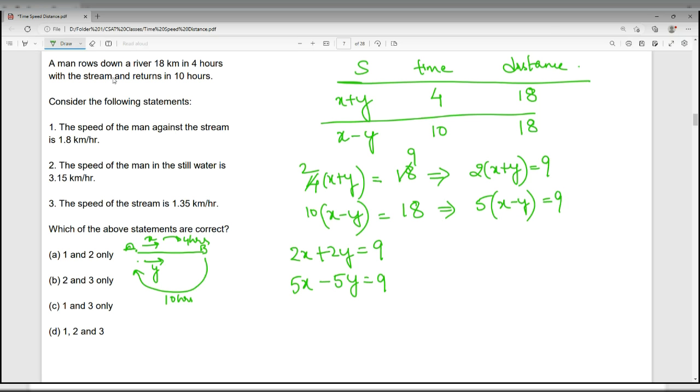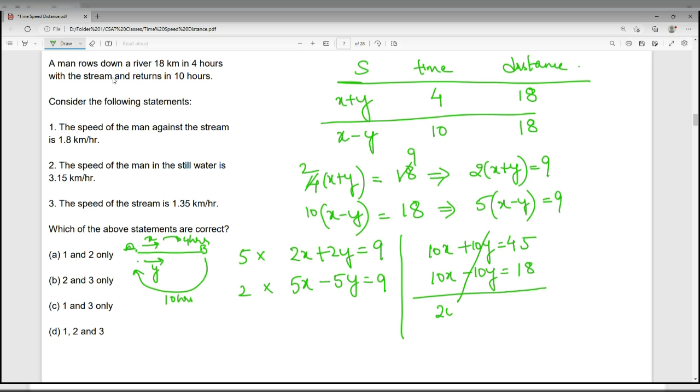For that, we can multiply the first equation by 5 and the second equation by 2. So we get 10x plus 10y is equal to 45, and 10x minus 10y is equal to 18. So we eliminate y. We have 20x is equal to 63.